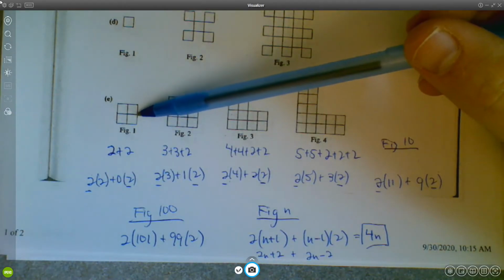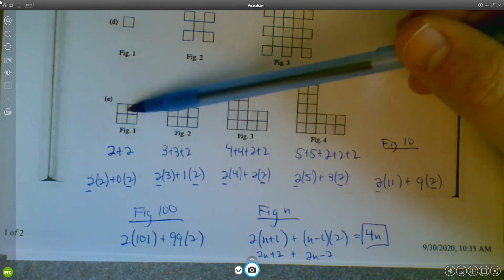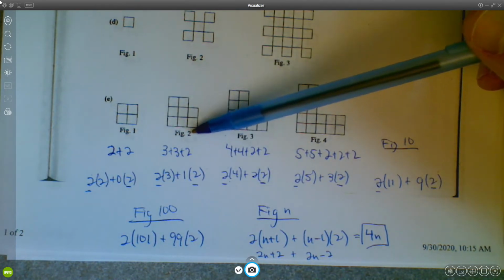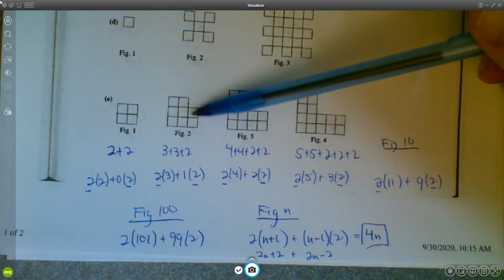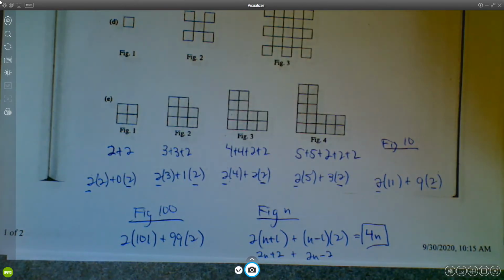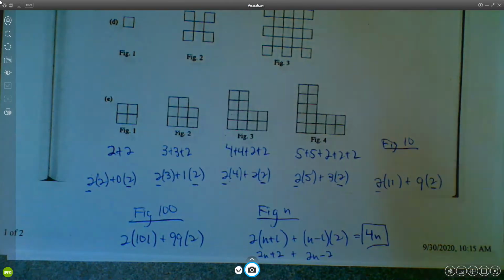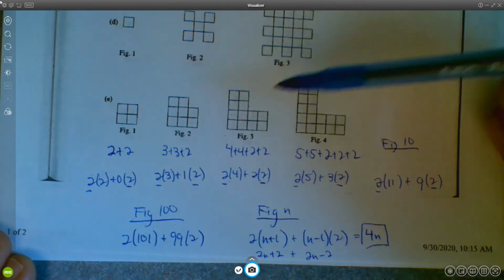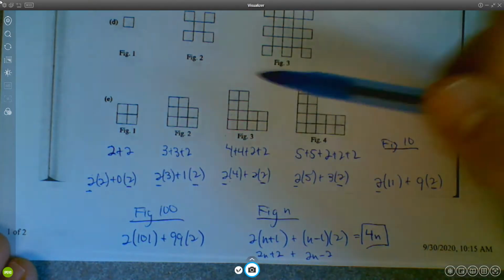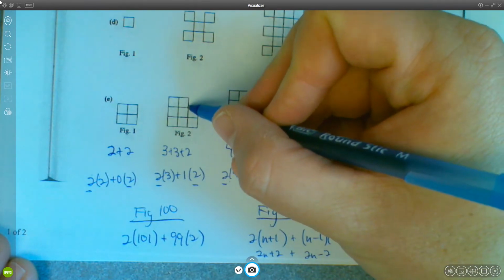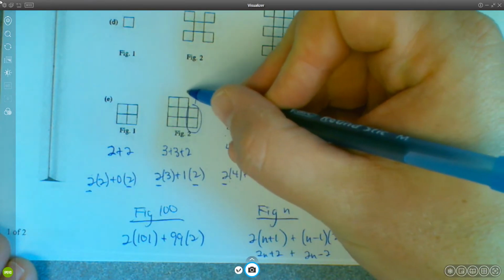That checks out, right? Figure 1, 4 times 1 is 4. Figure 2, 4 times 2 is 8. We have 1, 2, 3, 4, 5, 6, 7, 8. You know, that kind of gives me another way to think about this. It seems like what you could do, maybe, is just move some squares around. Like you could just stack these 2 squares on top of these 2 squares.